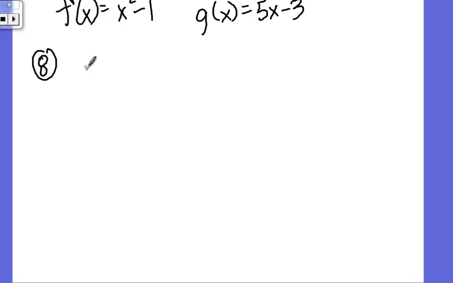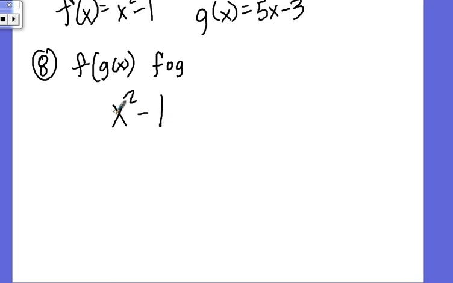Okay, I'm looking at number 8. Number 8 says find the f of g of x. Guys, that's the FOG, composition of functions. Remember that. What you do is first you write down the first function, x squared minus 1, and then you take the x out and you replace it with the next function, which is this one, 5x minus 3.